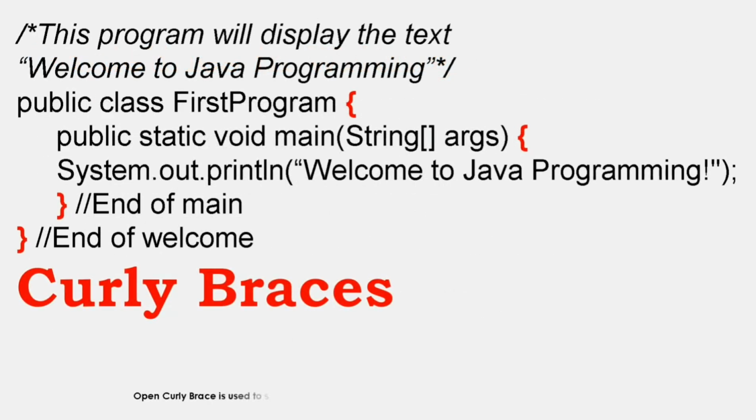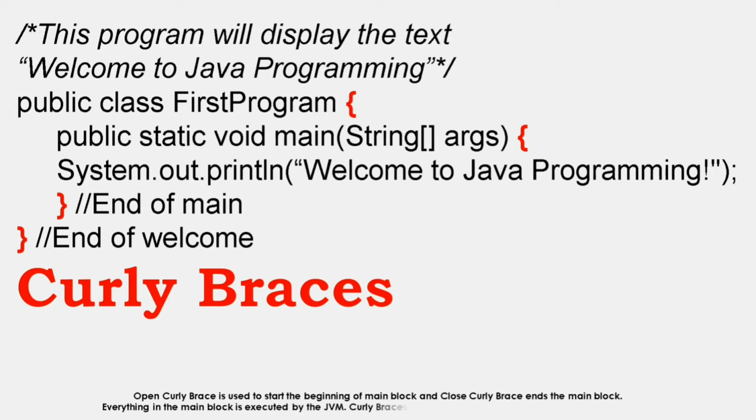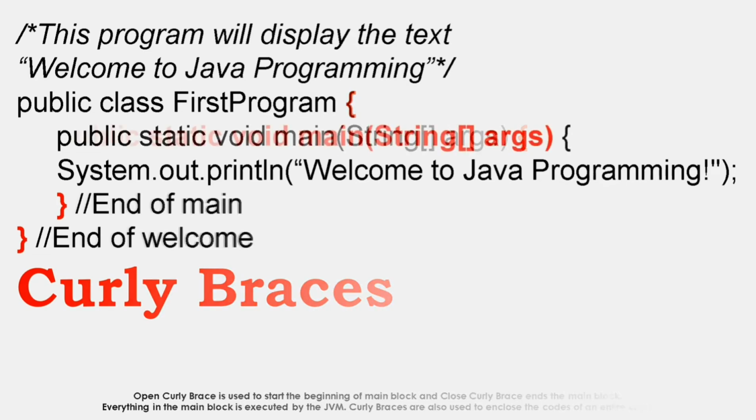Curly braces. They come in pairs. Open curly brace is used to start the beginning of main block and close curly brace ends the main block. Everything in the main block is executed by the JVM. Curly braces are also used to enclose the codes of an entire class.